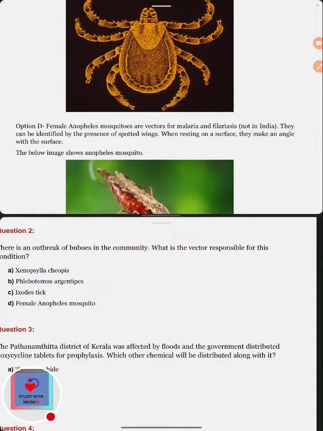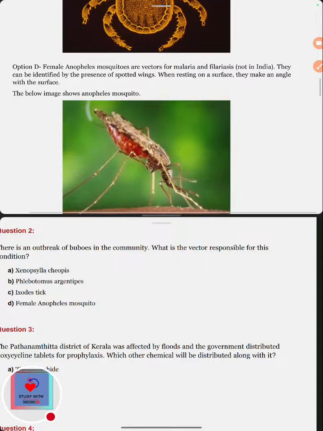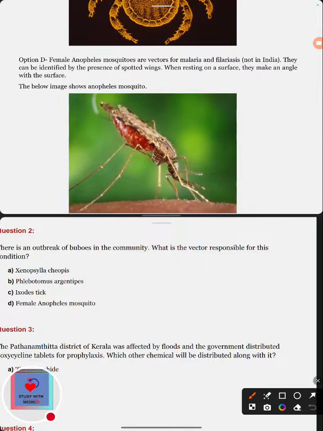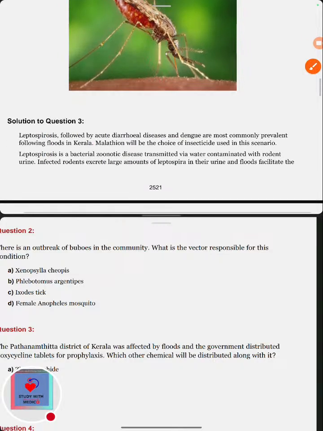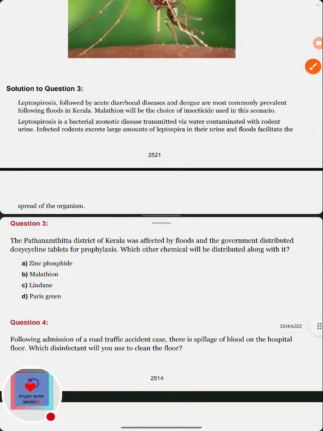Female Anopheles mosquito is known for malaria and filariasis, but the filariasis one is not in India, okay? Malaria is transmitted by female Anopheles. It can be identified by the presence of spotted wings. Can you see the spots? Spotted wings. When resting on a surface, they make an acute angle with the surface, okay? Now let's solve question number 3. Actually, this should be up.